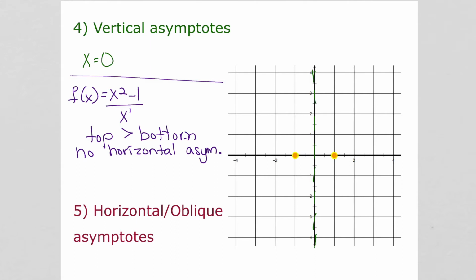So we're going to have to divide. We divide x into x squared minus 1. X goes into x squared, x times.